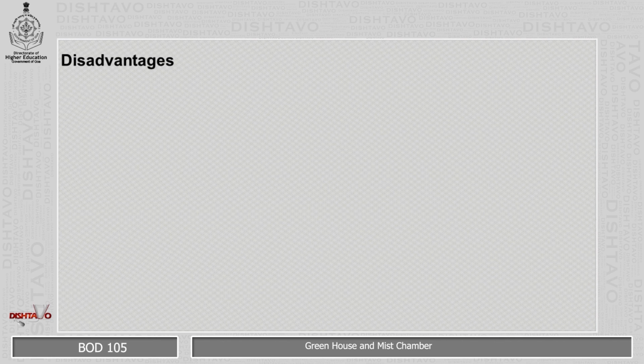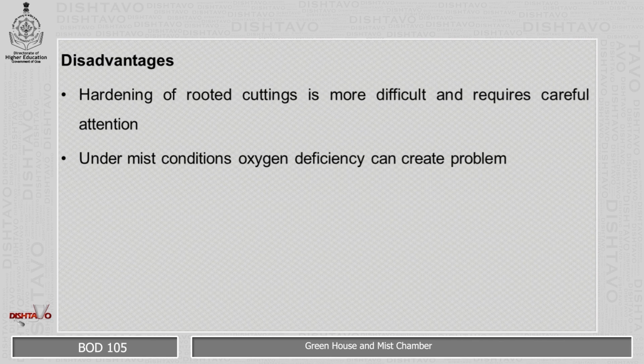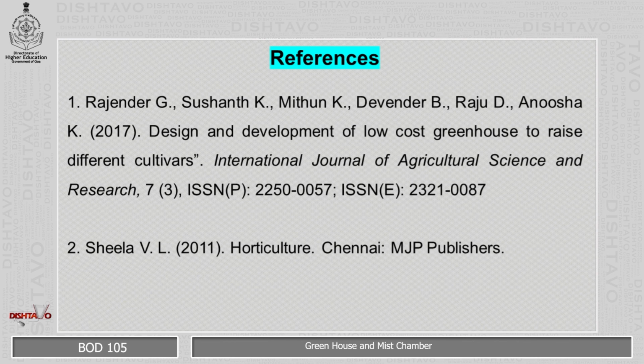Disadvantages of mist chamber are hardening of rooted cutting is more difficult and requires careful attention. Under mist conditions, oxygen deficiency can create problems. Plants grown in mist chamber include eucalyptus, casuarina, bamboos, etc.